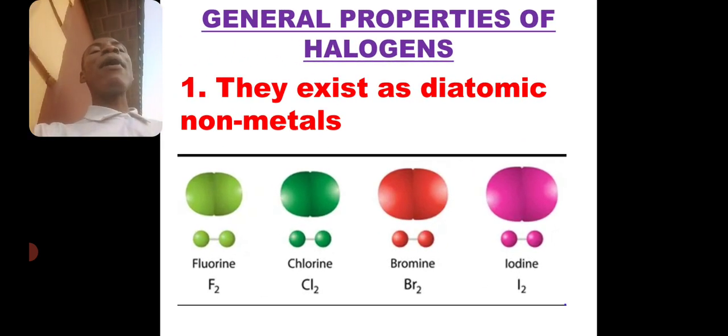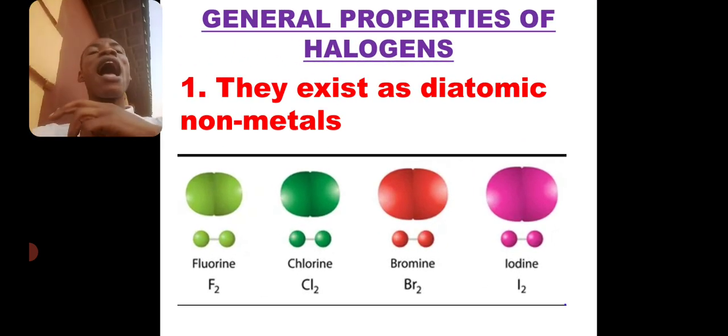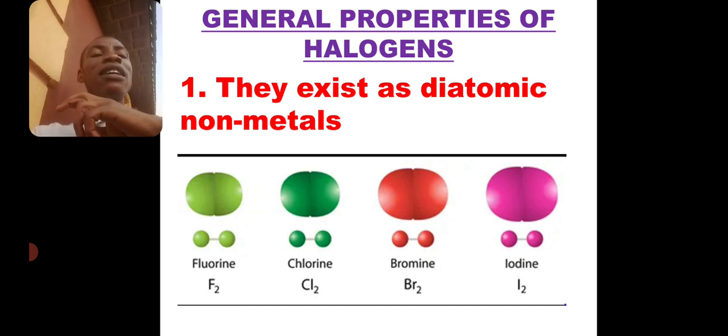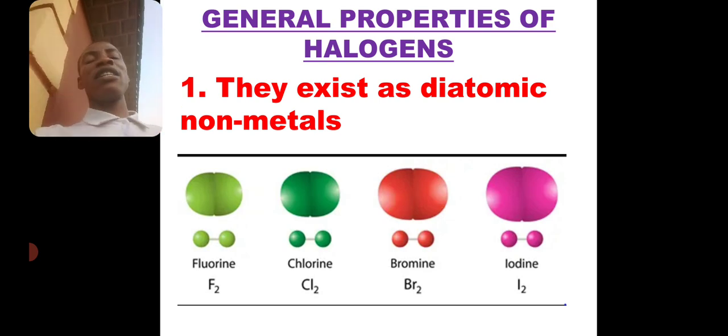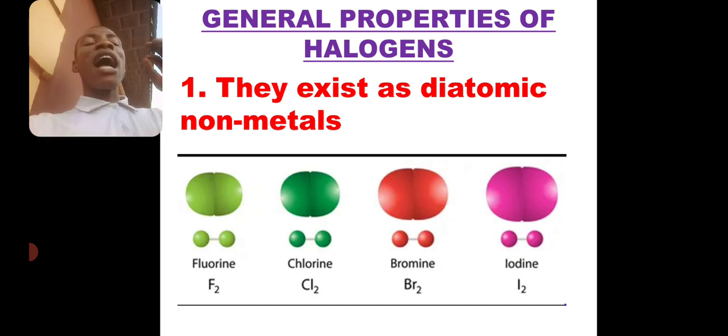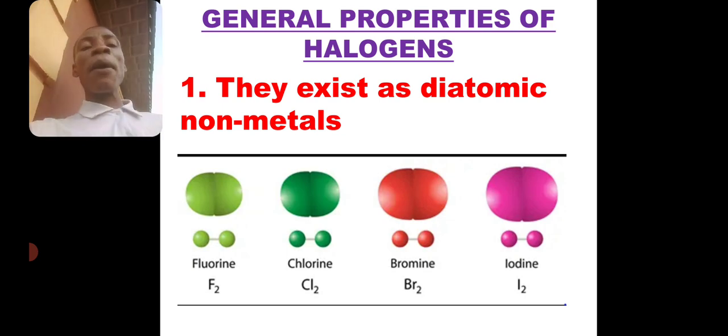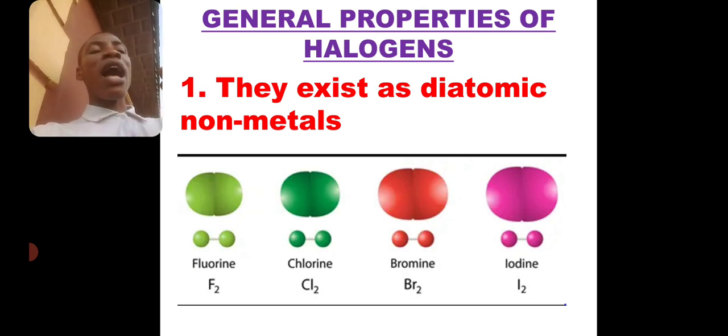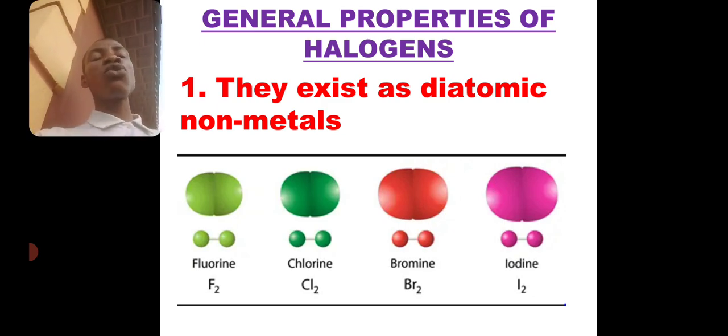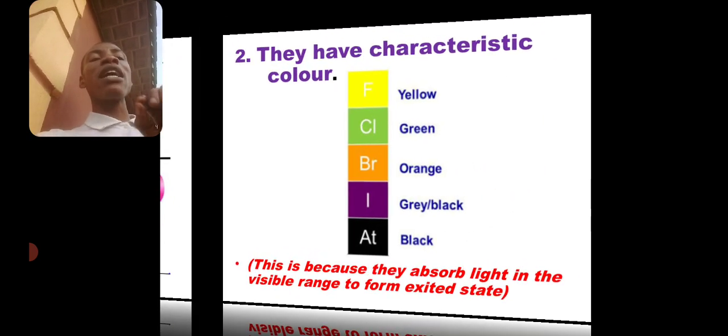Let's look at the general properties of halogens. Halogens are all diatomic nonmetals. They are all nonmetals and they are diatomic at room temperature. Fluorine exists as F2, chlorine as Cl2, bromine as Br2, iodine as I2. They are all diatomic at room temperature.